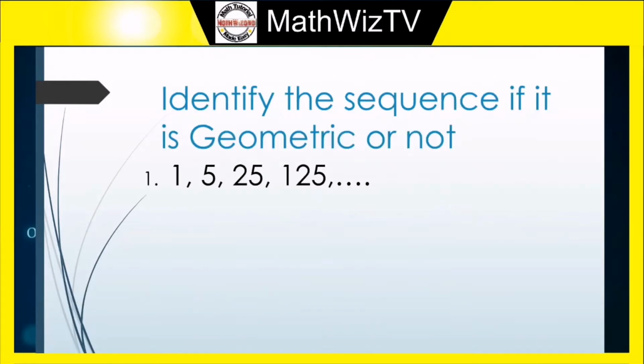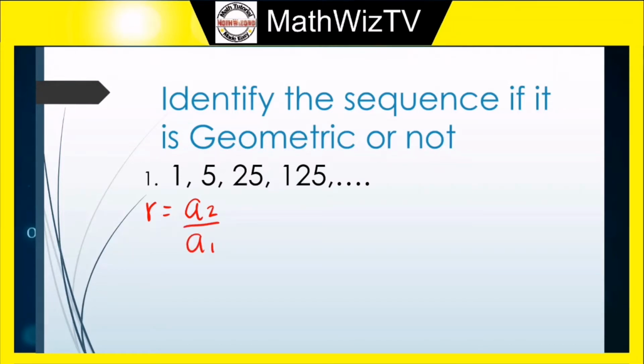Before we proceed with the computation of geometric sequence, first let us identify if the given sequence is geometric sequence or not. So how are we going to identify if this one is a geometric sequence or not? By computing its R. So when we say R, it is common ratio. And again, we solve this by a sub 2 divided by a sub 1.